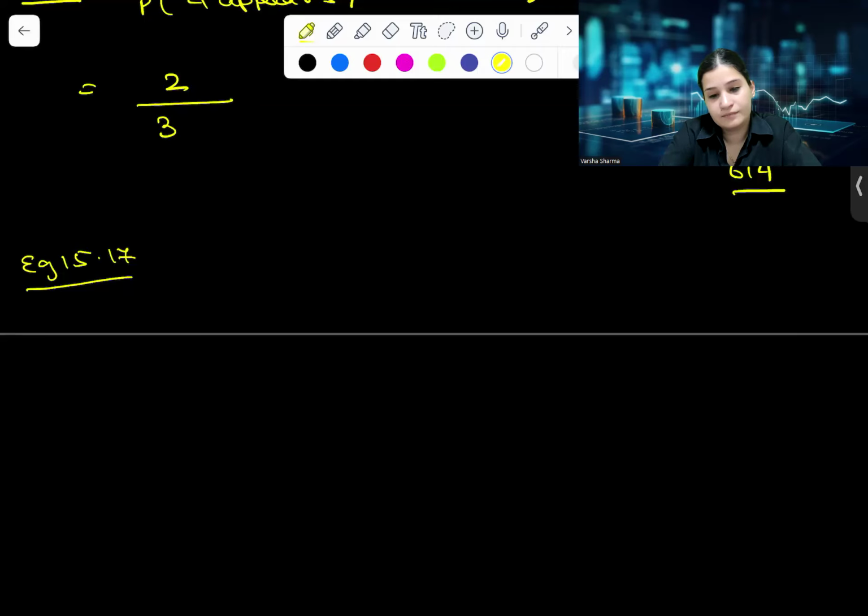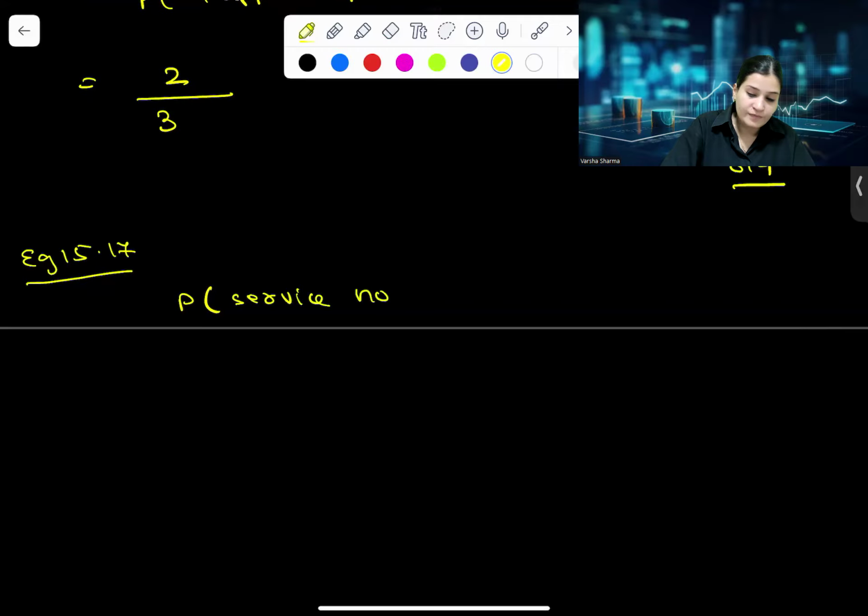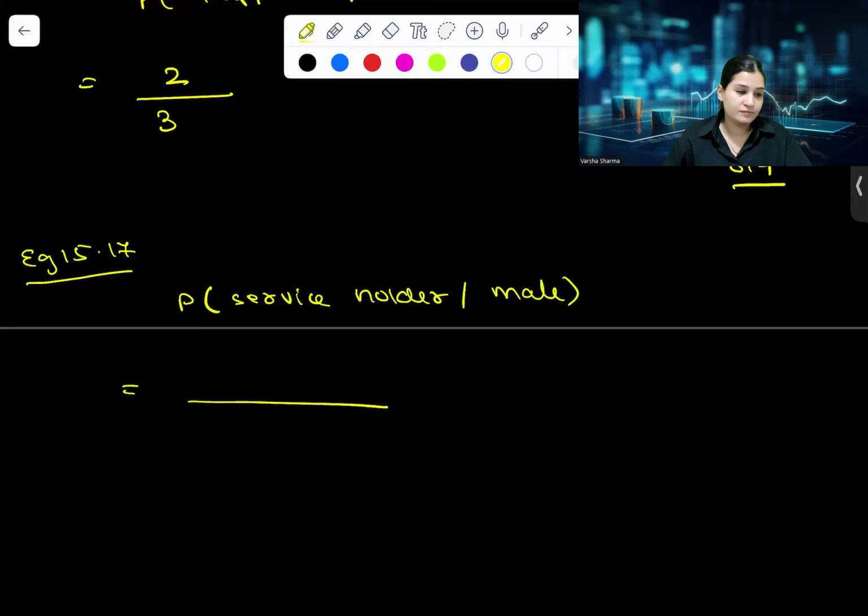Done? Yes, ma'am. So it says, what is the probability that the person selected at random from the group is a service holder given the selected person is male? So whatever is written after given is your first event. So we want service holder given male. So what we'll write in the denominator is male. How many male? 20. Out of these 20 male, how many are service holder? 12. Answer would be 12 by 20. Clear? Yes, ma'am.